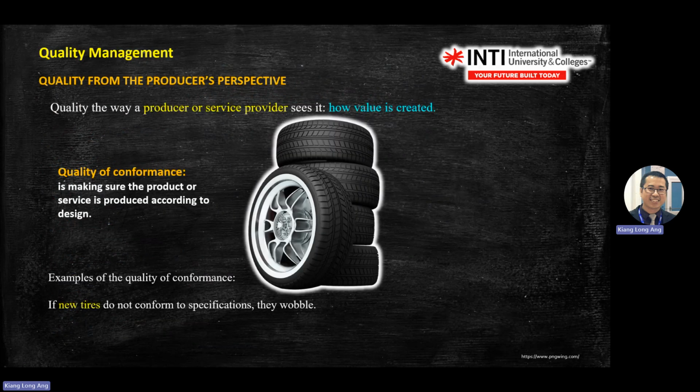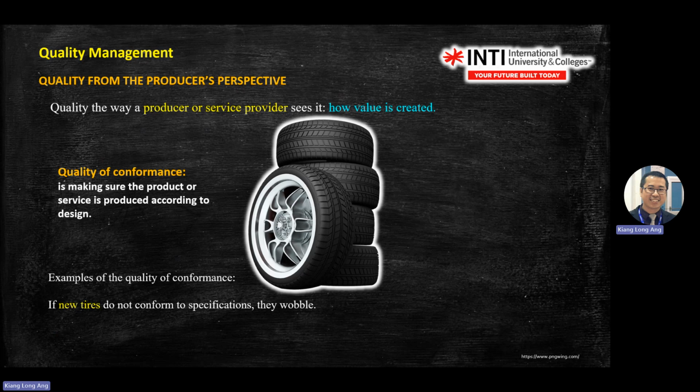Okay. Now quality from the producer perspective, just now from the customer perspective. Customer, you have performance and design. From the producer perspective is quality of conformance. So quality of conformance is more on the value. For example, the tires manufacturer, they make sure that the products are manufactured according to the specification, right?